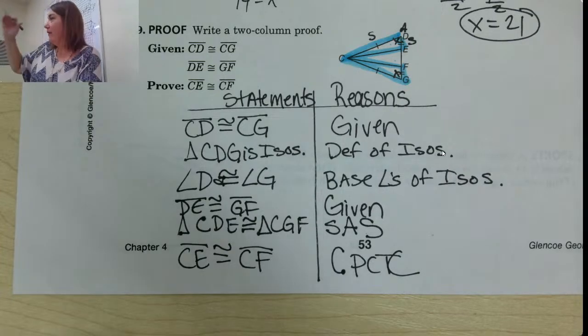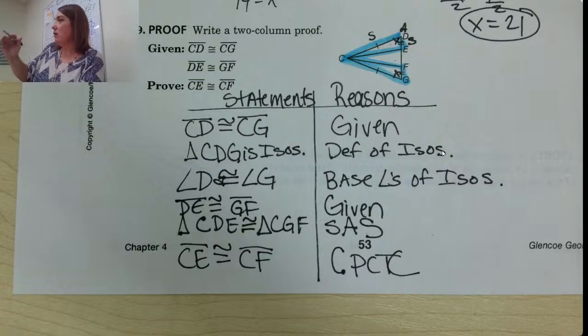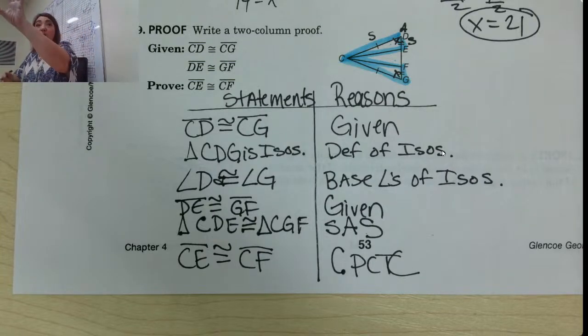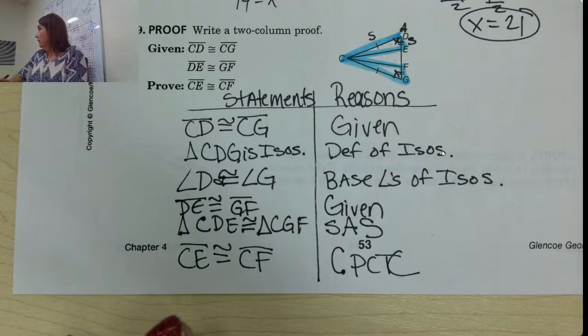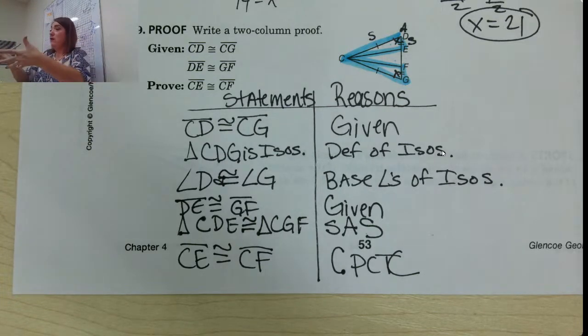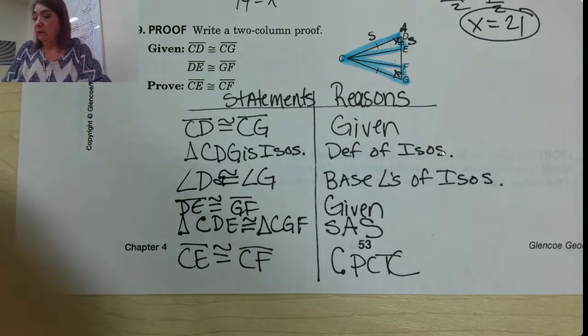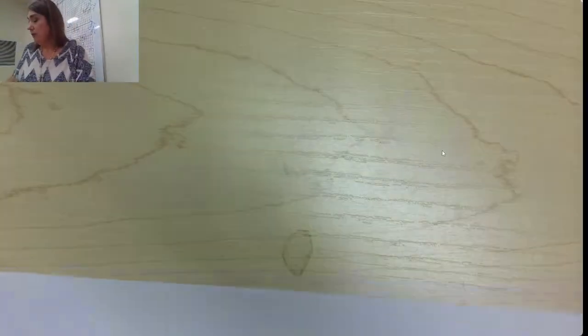Okay, y'all see how that proof works? We're just saying, hey, we know this, so that means we know this and this and this. We know this, so that means we know this and this and this. If we put all of this together, that makes this true. Y'all see how that works? Okay. Let's look at 4-7.